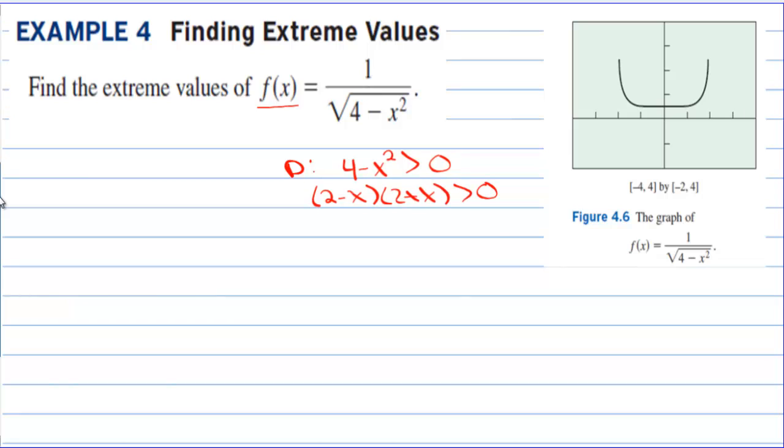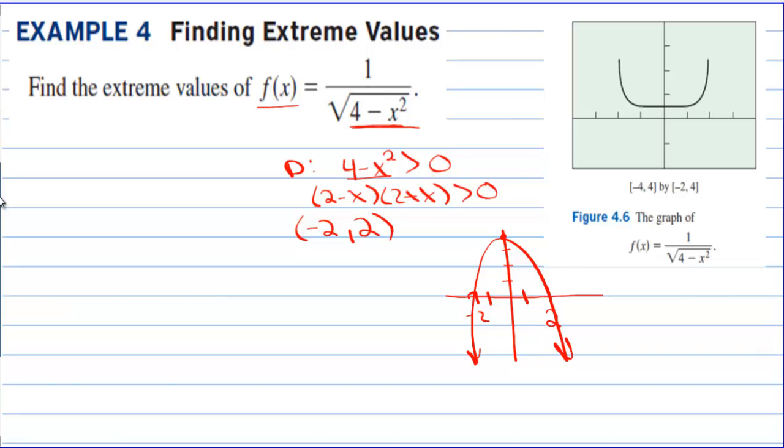And this is a parabola with zeros at negative 2 and 2. This parabola goes up to 4, 1, 2, 3, 4, and it looks like this. The parabola is upside down because a is negative. Now we want to know where the values would be positive for this radical, and of course not 0. The domain is negative 2 to 2. That's where these values are positive.